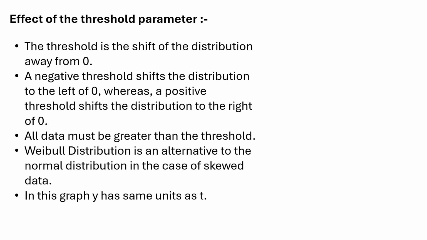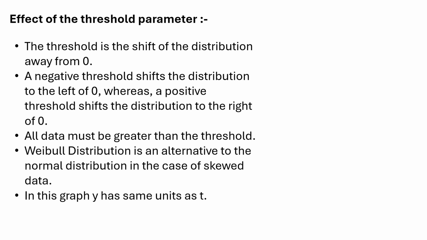So now the threshold shifts to the right of 0. That is, if the bridge is supposed to sustain for, say, 10 years as it was previously, now it might sustain for 15 years or 20 years. So this is the meaning of the negative and the positive threshold. Now the third point: all the data must be greater than the threshold. That is, beta or alpha should be greater than threshold.